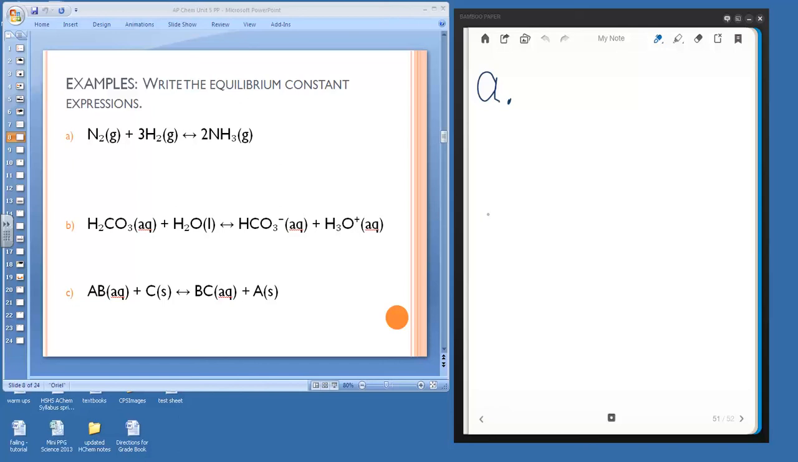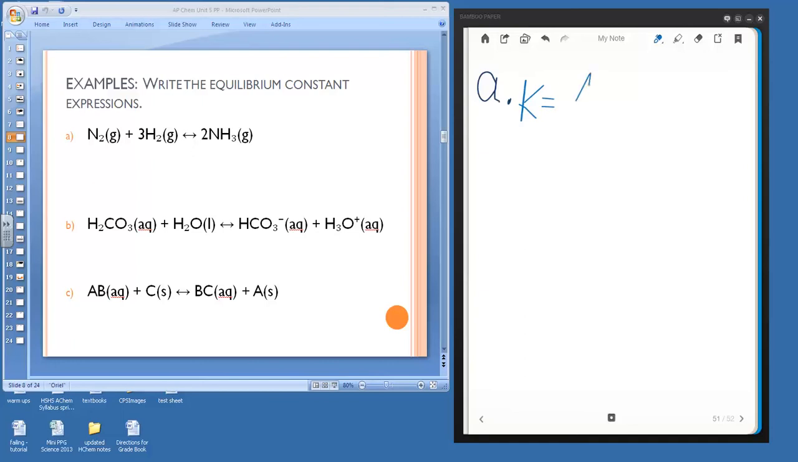We are recording. We're looking at that problem that we just talked about when you left class, writing equilibrium expressions. Noticing that these are all gases, so they're all included. The equilibrium expression would be K equals products over reactants.